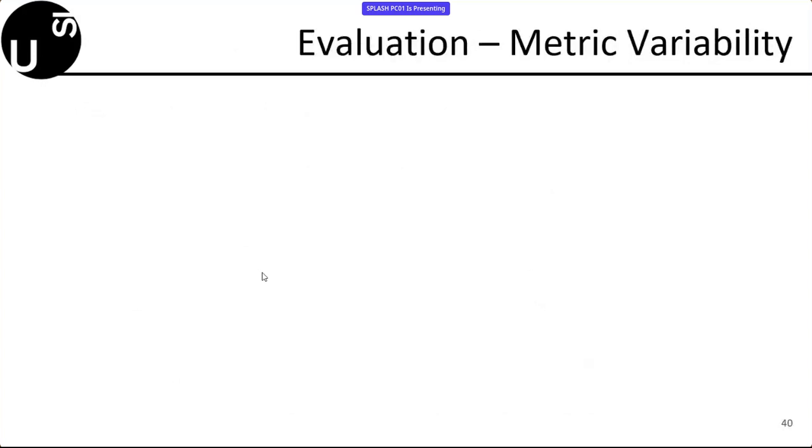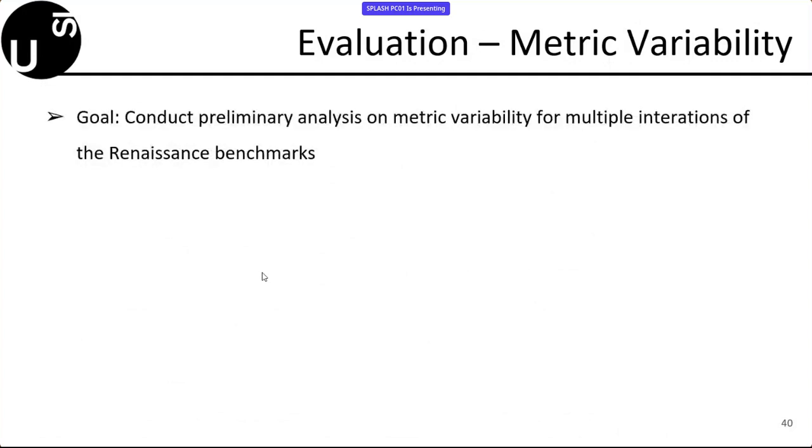Regarding metric variability, benchmarks are often used as reference workloads against which to compare the performance of other technologies. For this reason, a good property of a benchmark is that it should exhibit little variability over different iterations. They should be as stable as possible, in particular in steady-state iterations. So what we wanted to do here was to conduct a preliminary analysis on whether in multiple iterations the Renaissance benchmarks vary or not.